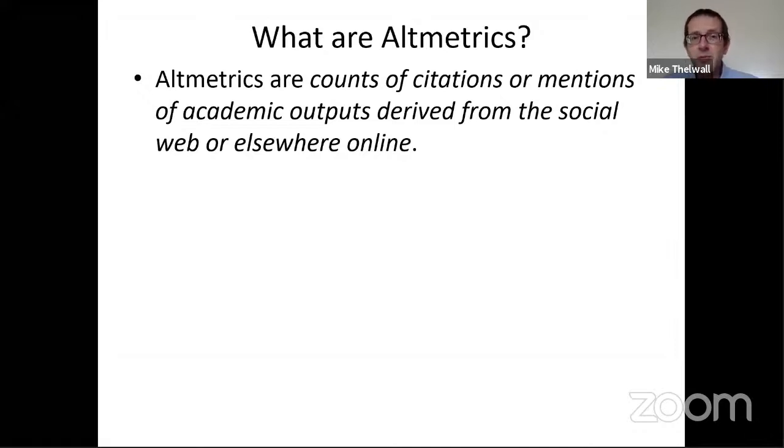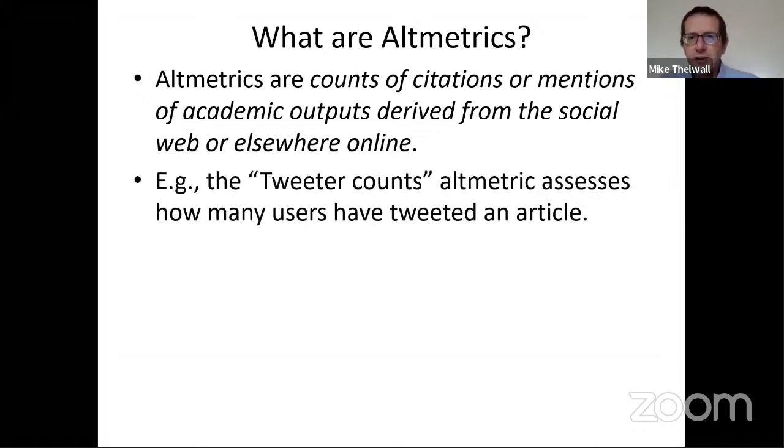So the social web, it might be from Twitter or Facebook, or it might be from blogs, or it might be from anything else that's published online. So an altmetric is a type of citation count, but it's not from the standard databases, it's from somewhere on the web, essentially. For example, the tweet count is an altmetric, and this counts how many users have tweeted about an article. So maybe your article has a citation count of 10, meaning that 10 other articles have cited it, and a tweet count of 20, meaning that 20 Twitter users have tweeted about your article. So that's an example of an altmetric.